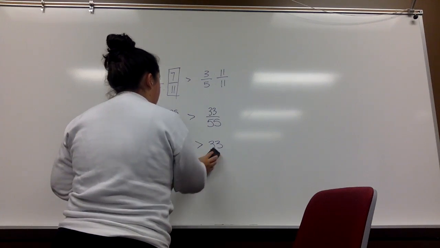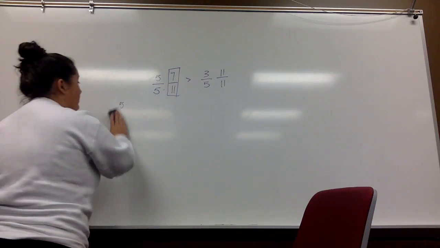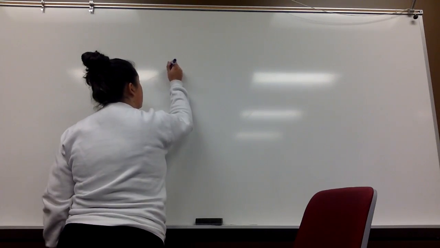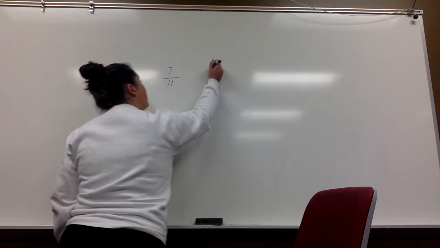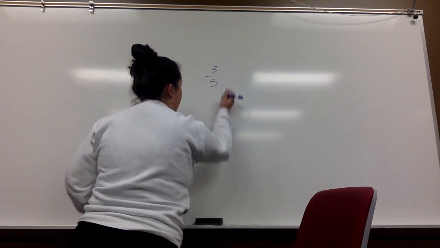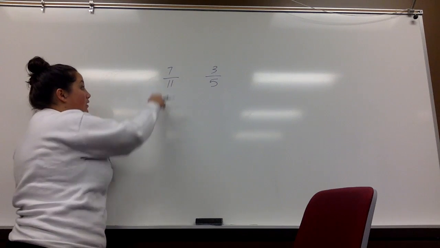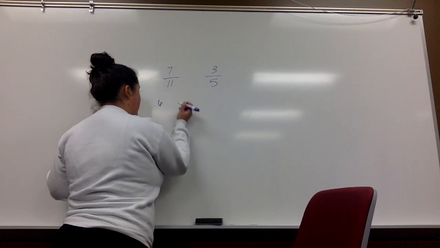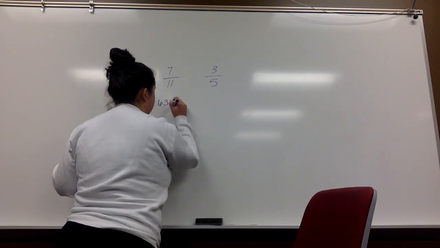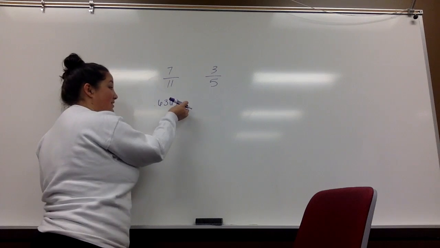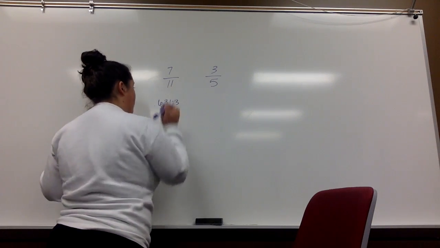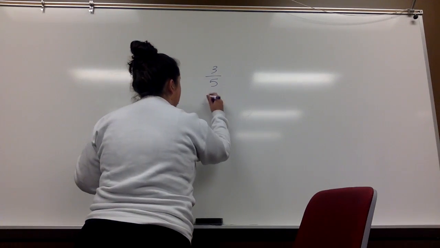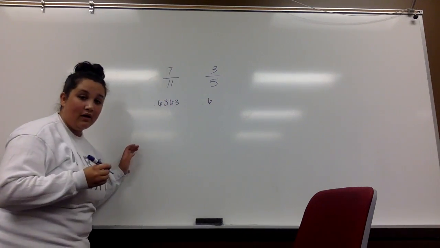Next, we're going to look at another method. And this method is we're going to convert our fractions into decimals. So if we whip out our calculators, we will figure out that if we convert 7 divided by 11, we will get 0.6363, which is tenths, hundredths, thousandths, ten-thousandths, okay? Remembering our place value. And then if we convert 3/5 to a decimal, we will get 6/10, okay?